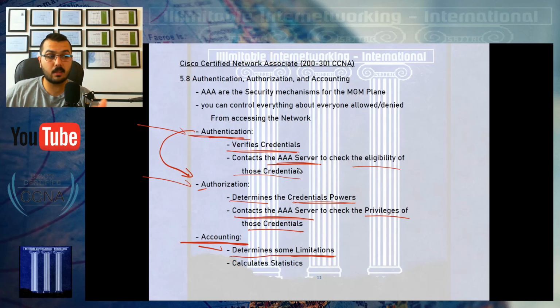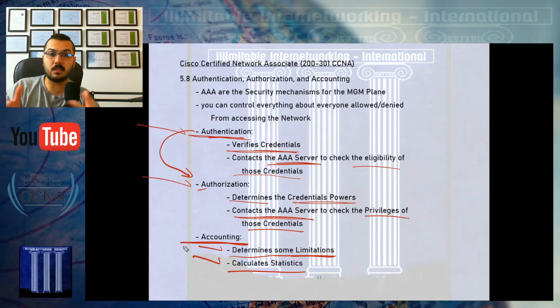Some other things that accounting does: it calculates statistics, and you can later review all the statistics of all the types of third parties or end devices that are accessing this specific device or all of the devices in your network, and that are privileged: how long they are staying in the device, what they are configuring, whether they are only showing or editing, whether they are rebooting, etc.